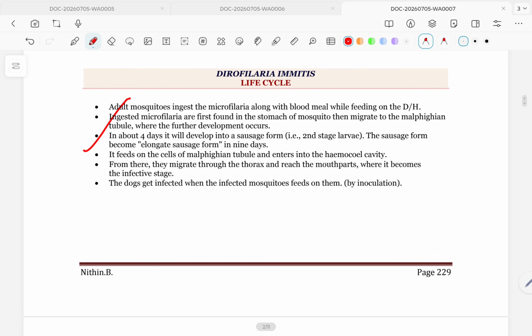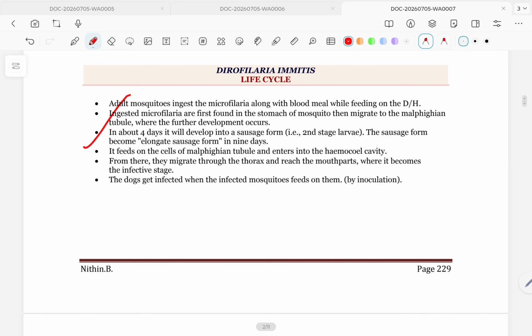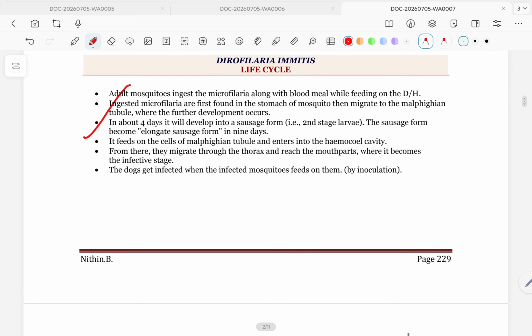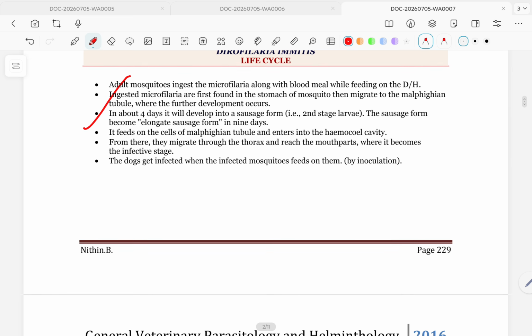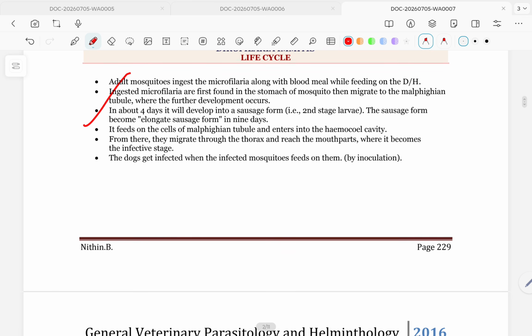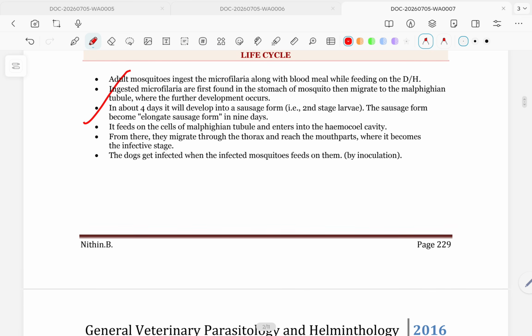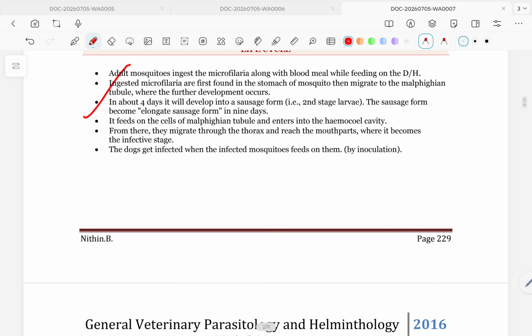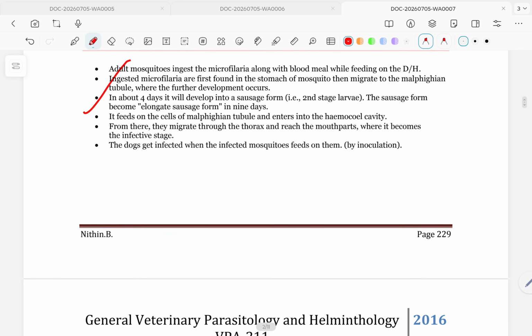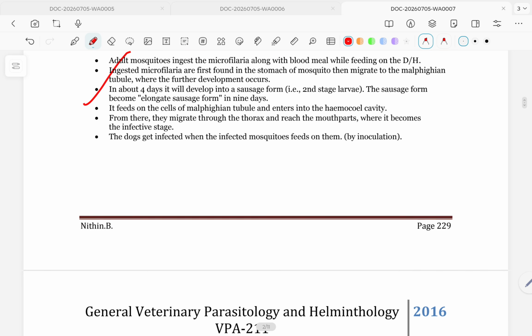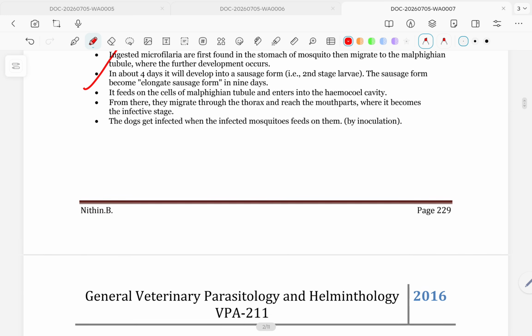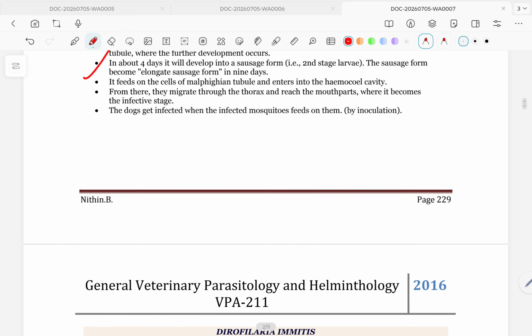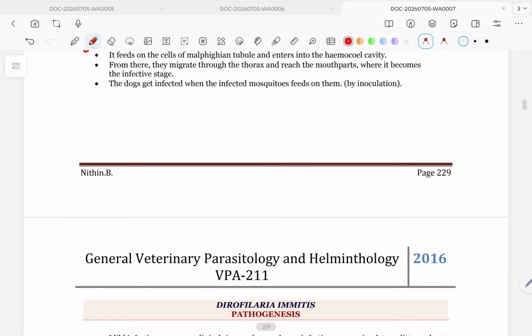The sausage form becomes elongated in 9 days. It feeds on the cells of the Malpighian tubule and enters the hemocoel cavity. From there, they migrate through the thorax and reach the mouthparts, where they become the infective stage. The dog gets infected when the infected mosquito feeds on it, by inoculation.